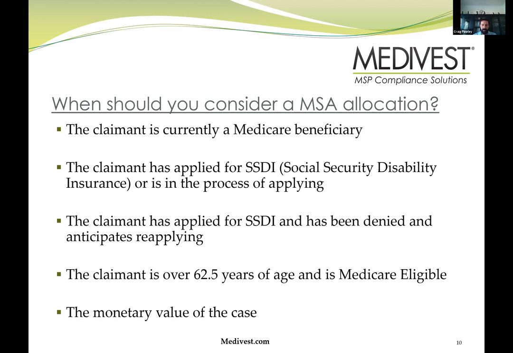So 62 and a half, you're 30 months away from being 65. If you're settling a case for somebody 62 and a half or older, you want to do something to cover Medicare's interest in the case. And the last one you want to look at is the monetary value.